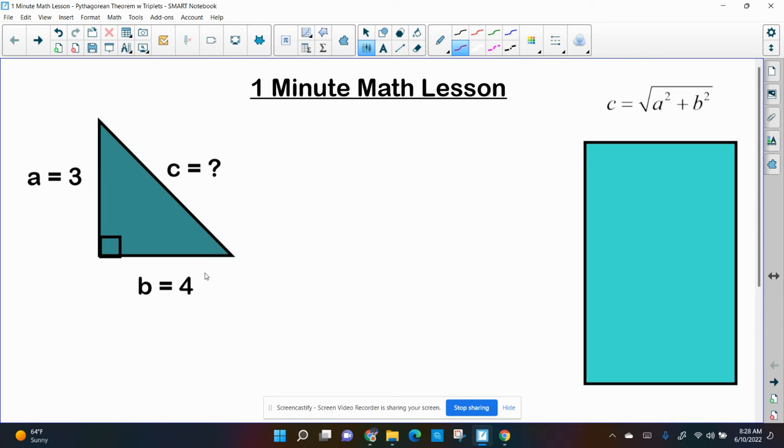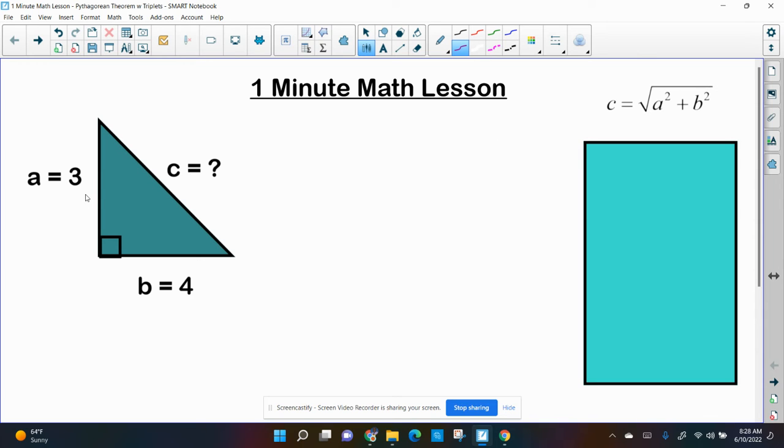And we're going to start off with the Pythagorean triplets. So let's do a little Pythagorean theorem first. So we have our formula up there: a squared plus b squared equals c squared. We know, but I'd rather use this formula: c is equal to the square root of a squared plus b squared.